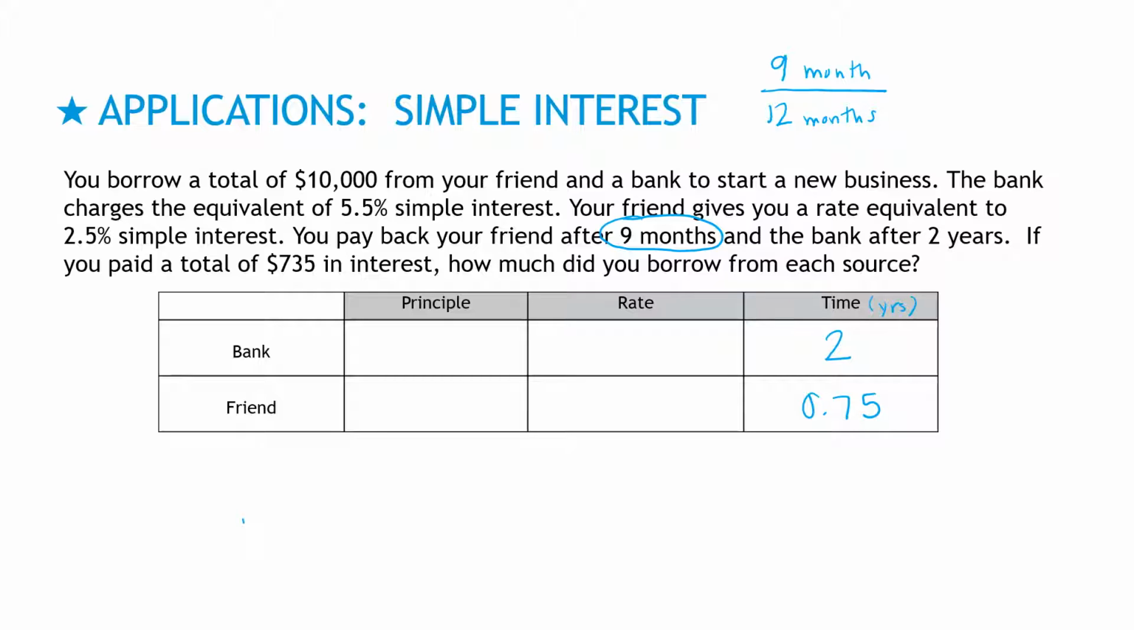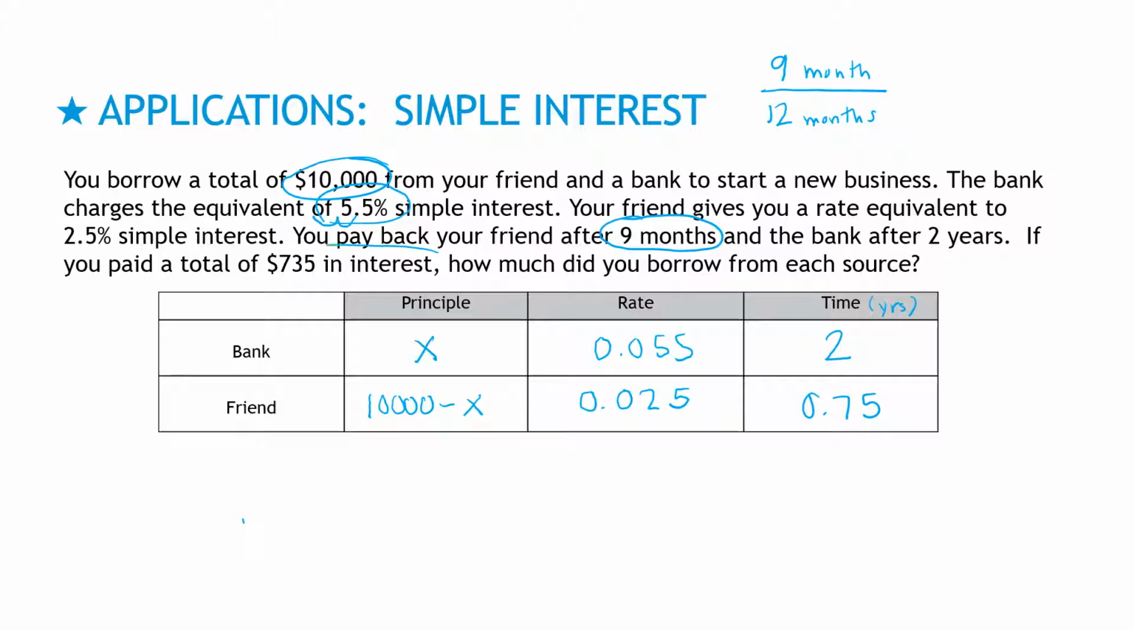Okay, again, in this case, I'm looking at the bank charges 5.5% interest. So 0.055, make sure you move that 2 decimal places. Your friend gives you a 2.5% rate, so 0.025. The principal is a total of 10,000, so again, I have to assign which one is which. So it doesn't matter which one you do. One of them is x and the other is 10,000 minus x, because that would give me the total principal borrowed from each source.